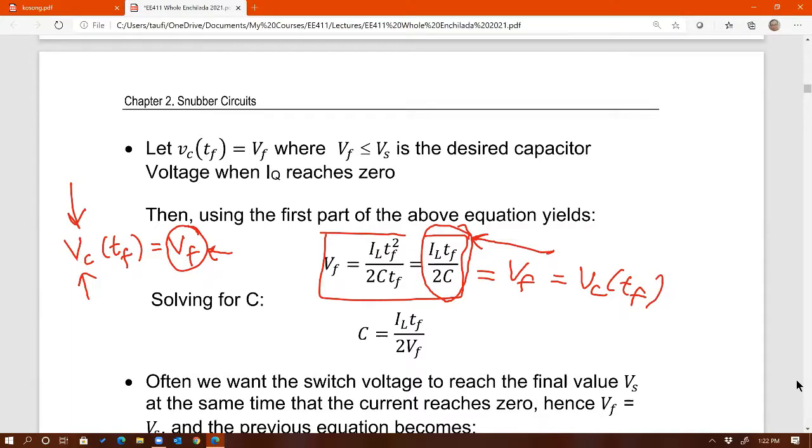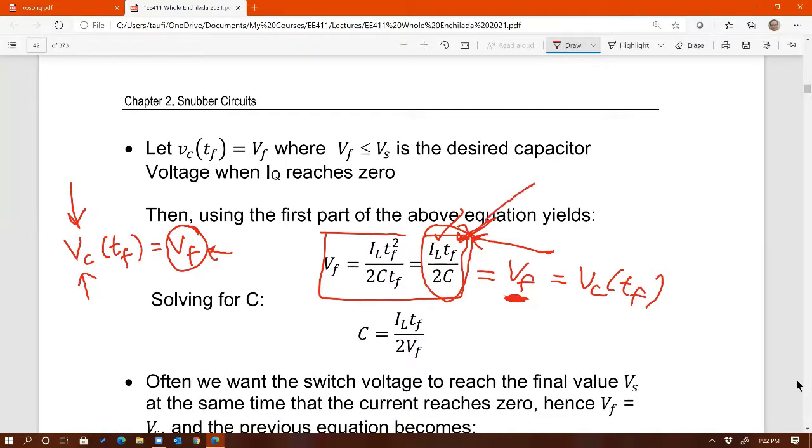Does that make sense? VF is given, or known. And you can see that IL is typically known as well. That's the maximum current, the average current through the load. TF, what is that TF? That's the fall time of the current through the switch. That's something you can typically get from the data sheet. So the only thing that's unknown is C. Then you can solve for C, and that's the equation for finding C.